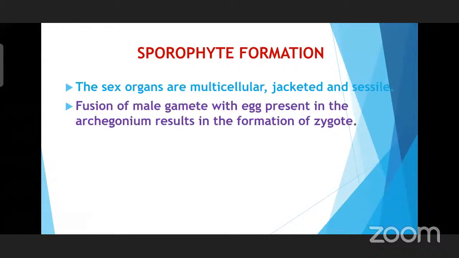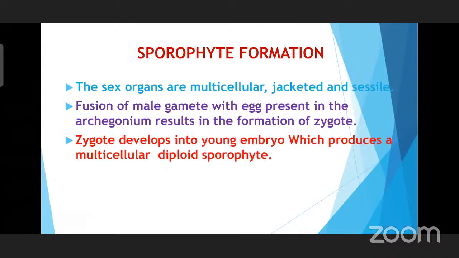Fusion of the male gamete with the egg present in the archegonium results in the formation of a zygote. That means N plus N, 2N, a diploid zygote is formed. From this diploid zygote only, our sporophyte formation will take place. The zygote develops into a young embryo, that's why embryophytic, which produces a multicellular diploid sporophyte.